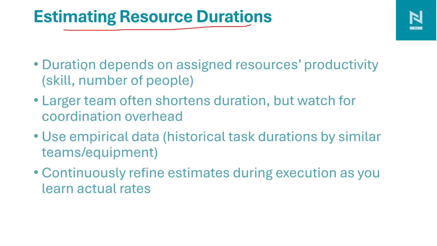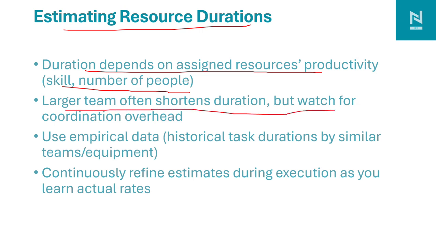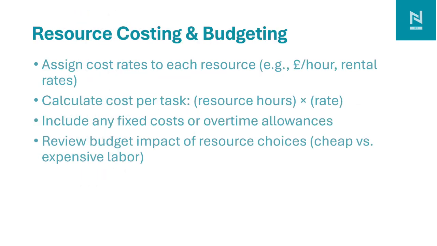The duration of a resource depends upon the task and also the productivity of the resource, skills, and number of people required to complete it. When there are a larger number of people, the duration will be shortened, but there will be coordination with the team. We can use the historical task duration by similar teams and equipment, how long a resource takes to complete that task. Also, we need to continuously refine the estimate during execution. It depends upon the productivity of the resource, and it may take more time than estimated or less than the estimation. So we need to refine the estimation during the execution phase.